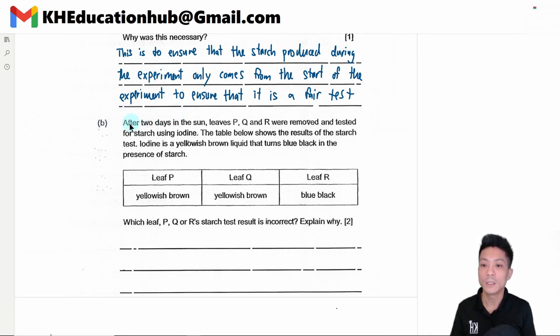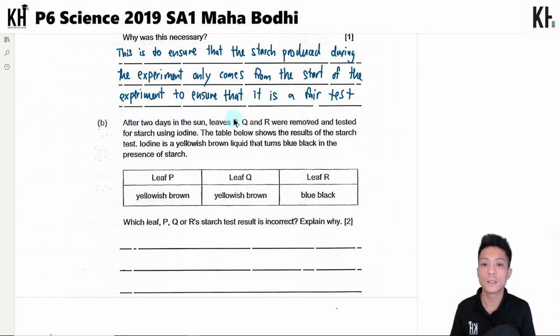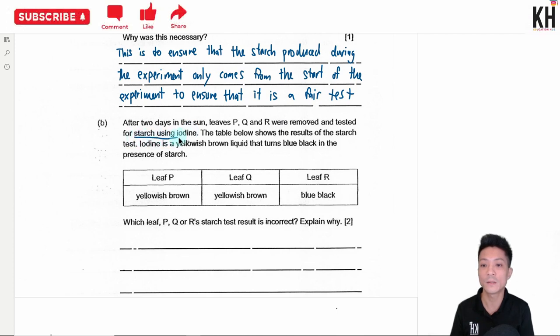Okay, part B. After 2 days in the sun, leaves P, Q, and R were removed and tested for starch using iodine. So you should be familiar with the iodine test. When iodine comes into contact with starch, it will turn a blue-black color. And the original color of the iodine is yellowish-brown.